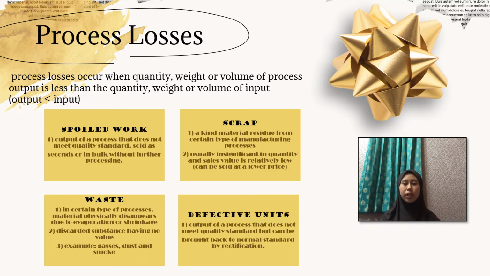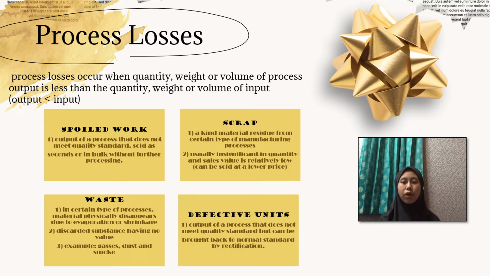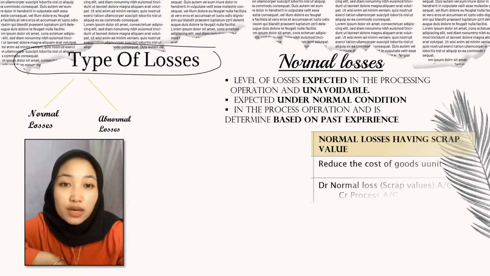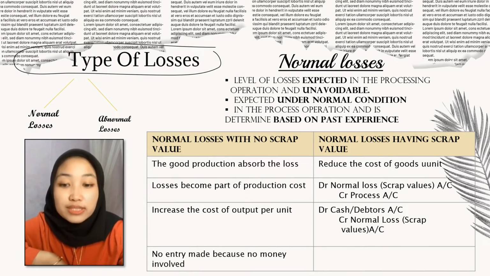Second is scrap, a kind of material residue from certain types of manufacturing processes. It is usually insignificant in quantity and its sales value is relatively low. It can be sold at a lower price. Third is spoiled work. It is output of processes that does not meet quality standards, sold as seconds or in bulk without further processing. Lastly is defective units. It is output of a process that does not meet quality standards but can be brought back to the normal standard by rectification. There are two types of losses, which are normal losses and abnormal losses.